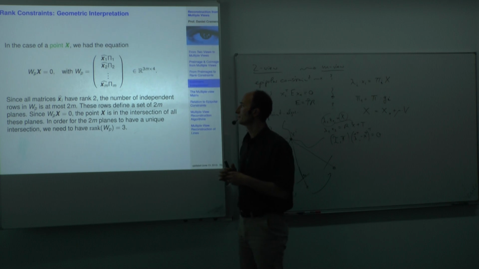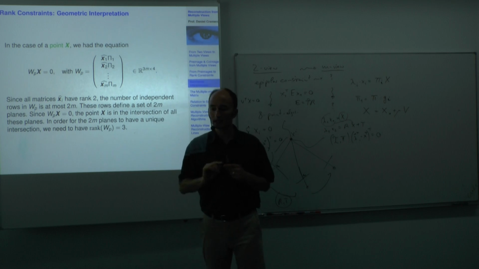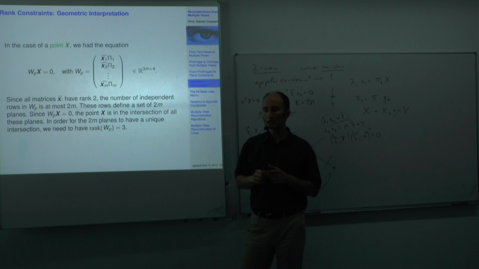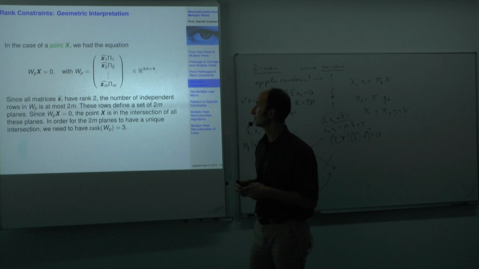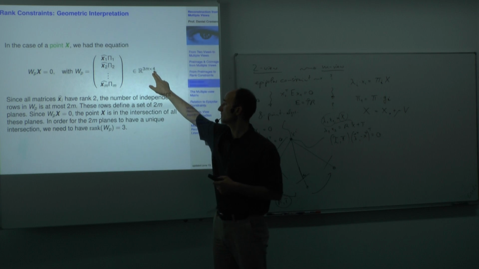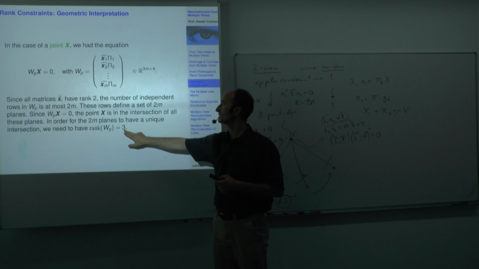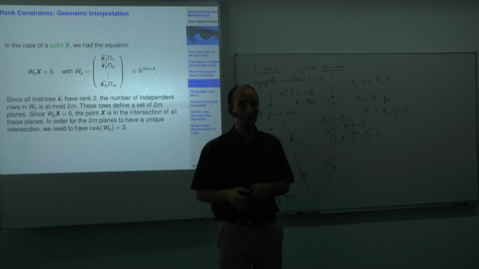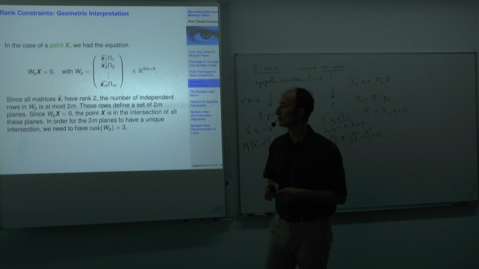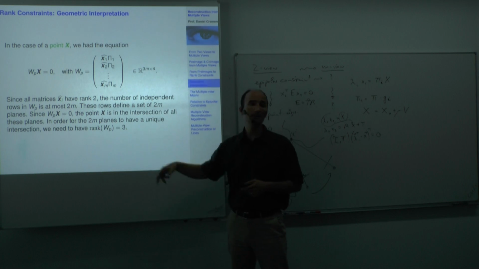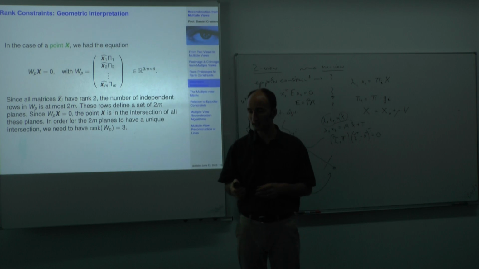And in order for the 2m planes to have a unique intersection, we need to have that the rank is 3. Remember, the rank can in principle be 4. A unique reconstruction, a unique intersection of these planes, is obtained if the rank is 3. If it's smaller than 3, then there is an intersection, but it's no longer unique.